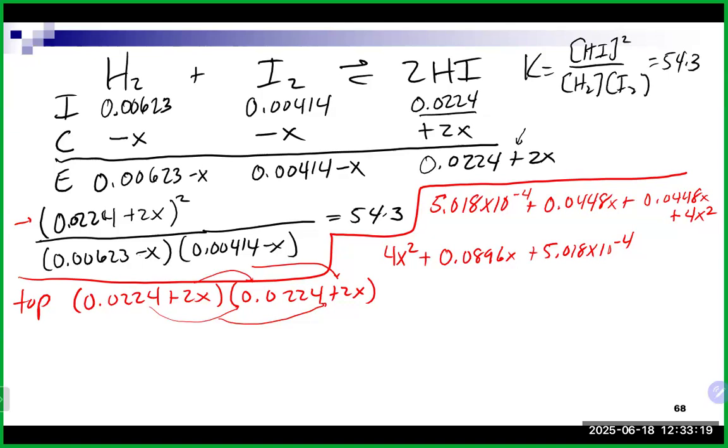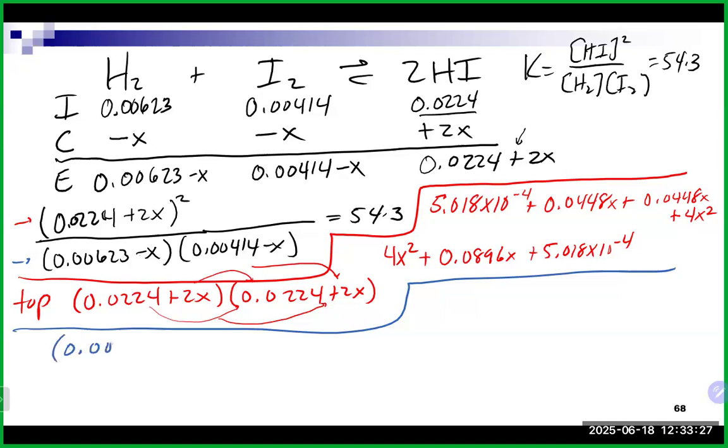We'll go bottom here. We'll do it in blue. Just going to go that way. All right, so same deal here. We're going to go 0.00623 minus x, 0.00414 minus x. Once again, we're going to go in and out, which sounds really good right about now. We'll do that as well.